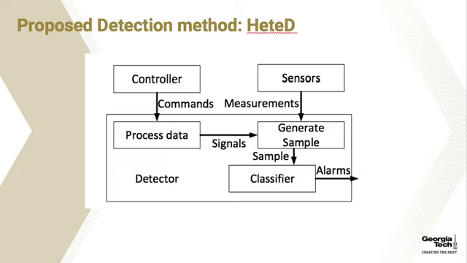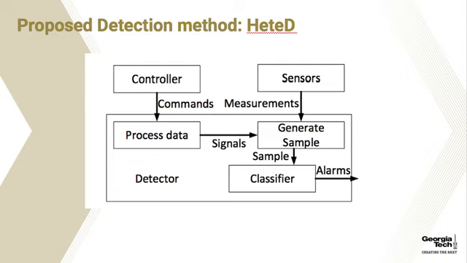The following graph illustrates the HETED detector that the authors created. There are three main components in the detector, which you can see inside the box. There are three components: the process data component, the generate sample component, and the classifier component.